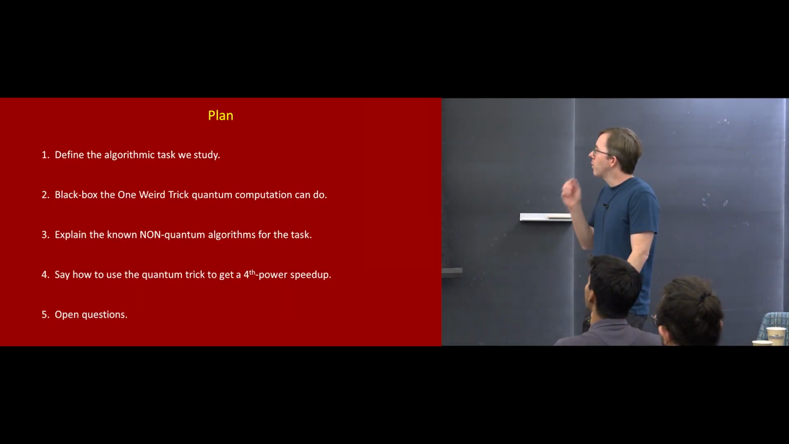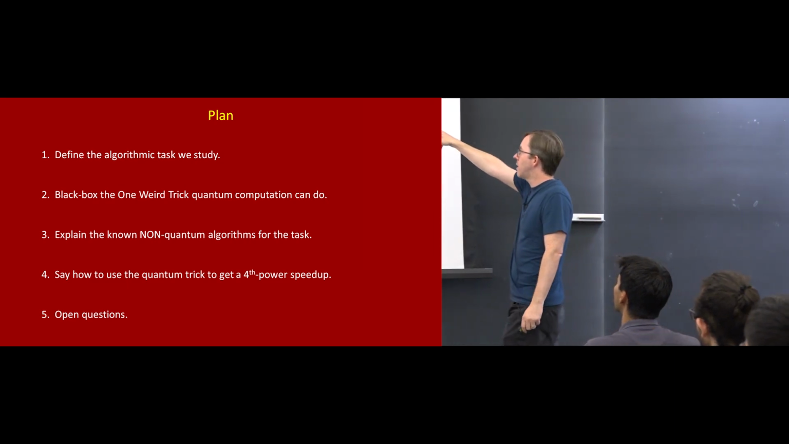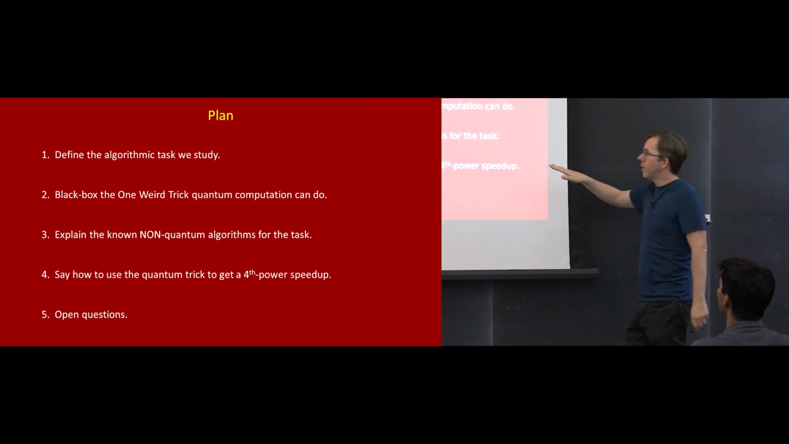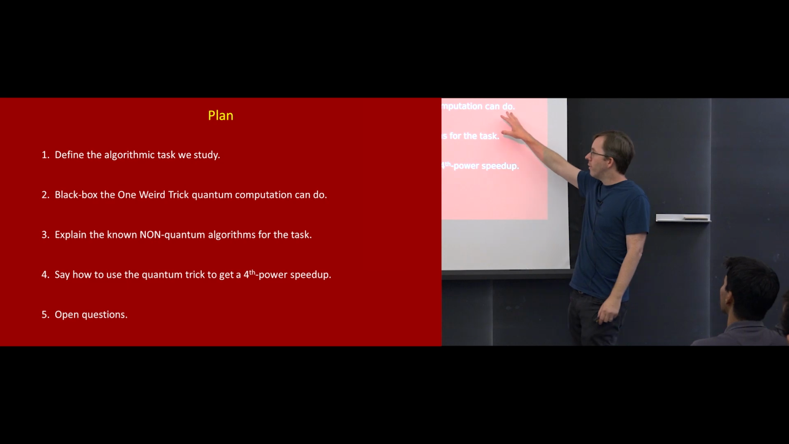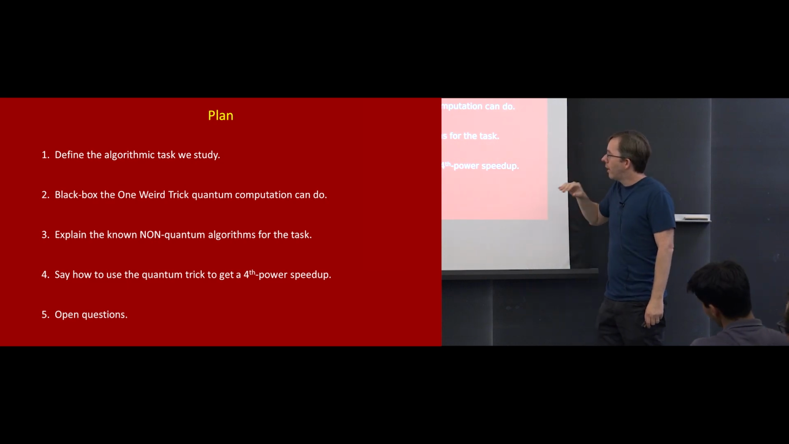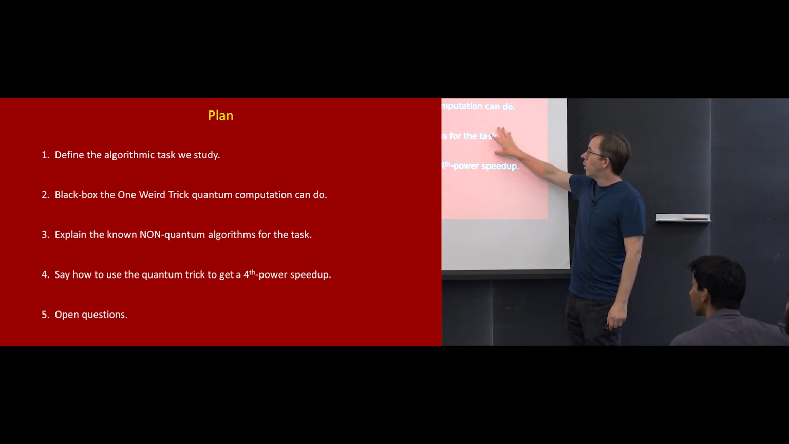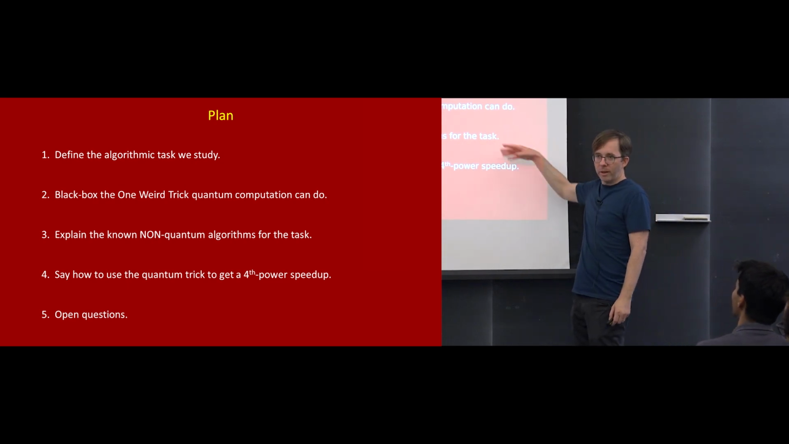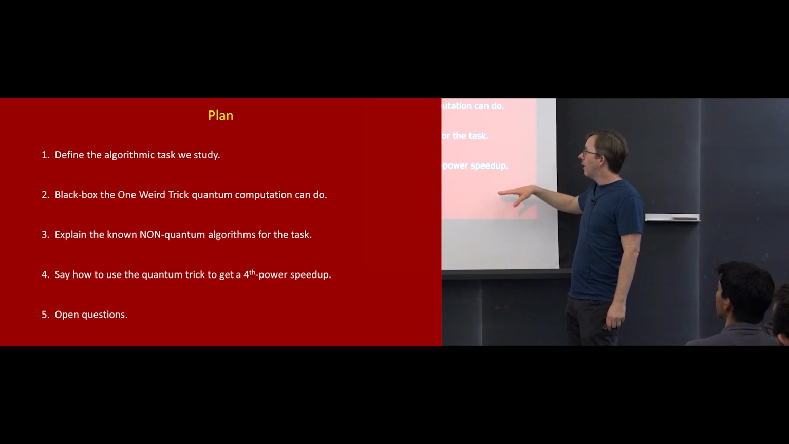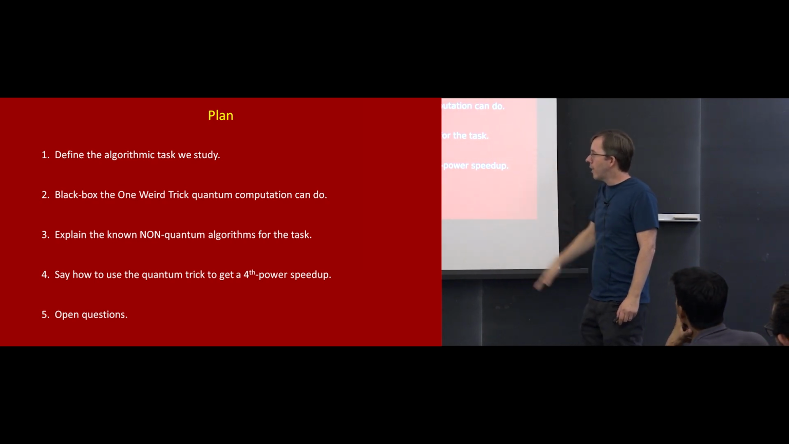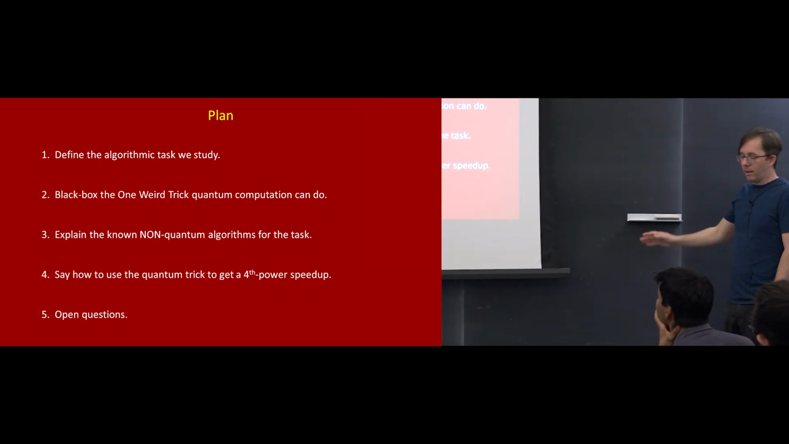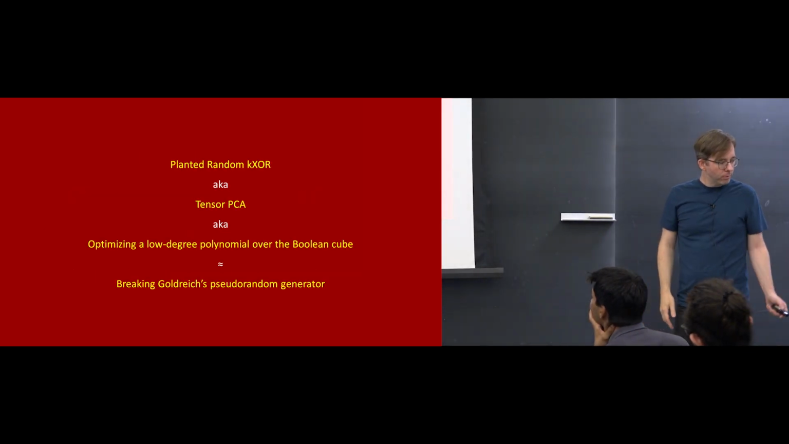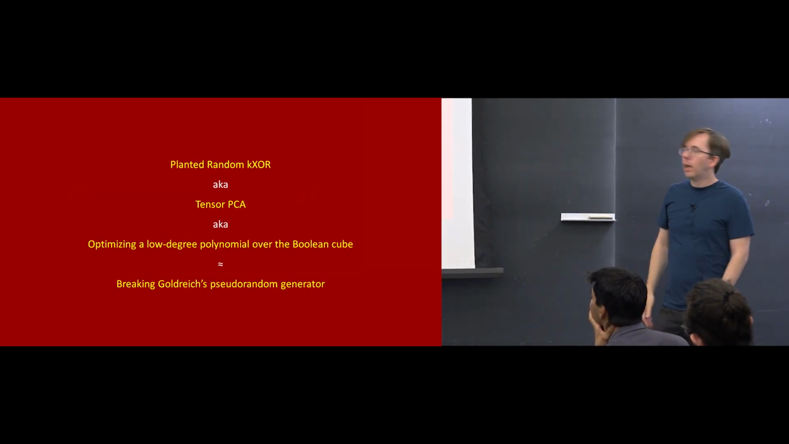Okay, so here's what we're going to do. I'll tell you about the algorithmic task we're going to study, and then, since everybody is into quantum, I'm going to try to black box how quantum fits into the picture. Then I'll tell you about the known non-quantum algorithms for this task, which is actually maybe the most interesting part, and also something that we didn't do. It's previous work. Then I'll tell you a little bit about how to use quantum to get a faster algorithm, which is the point, and then I'll end with a few open questions.